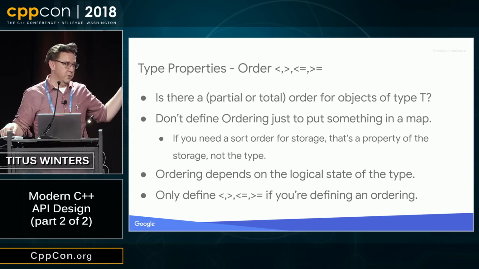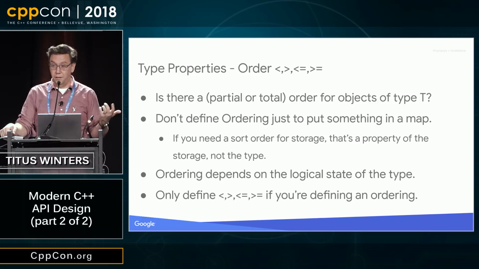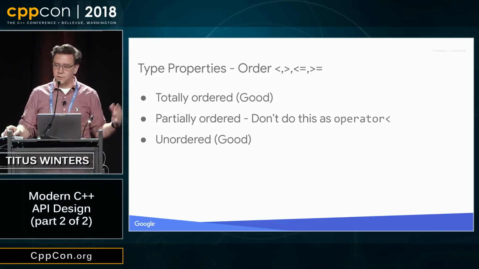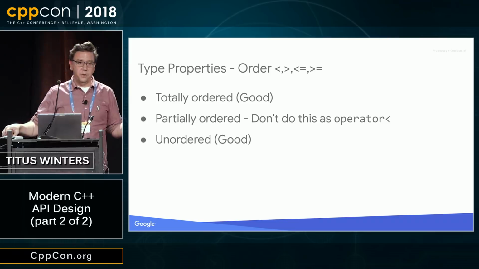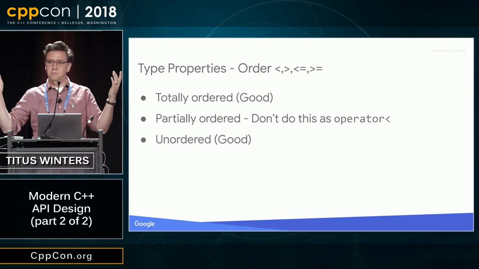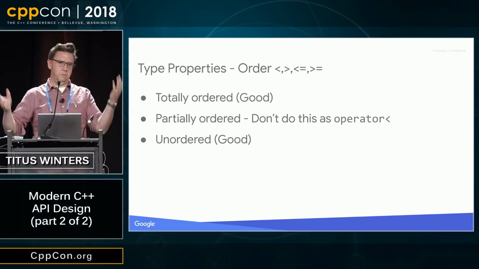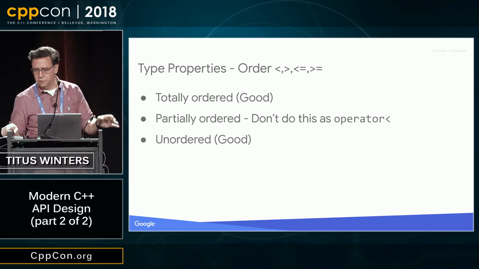Of course, there's also the point that ordering depends on the logical state of your type. If you're sorting vectors, you're not sorting them by capacity. And please only define these operators if you're actually defining an ordering. There's 3 common choices here. There's totally ordered, reasonable. Your type is a bignum? Make it comparable, or make it ordered, totally reasonable.